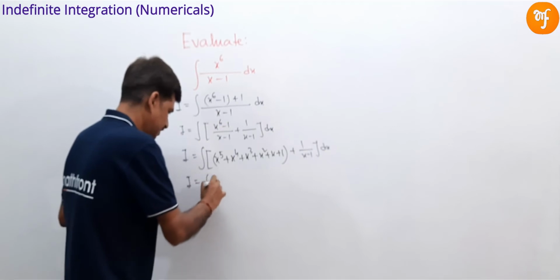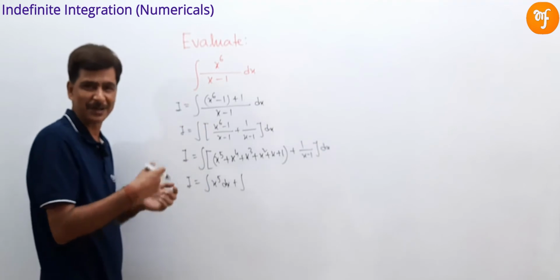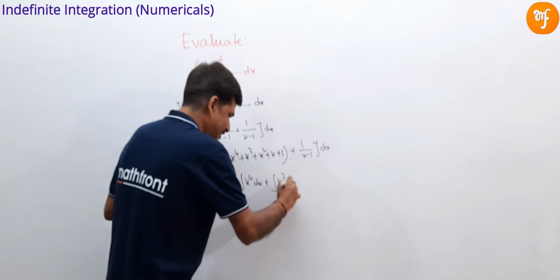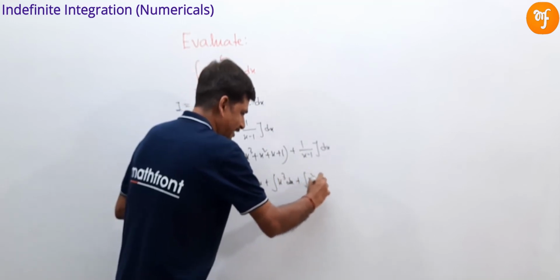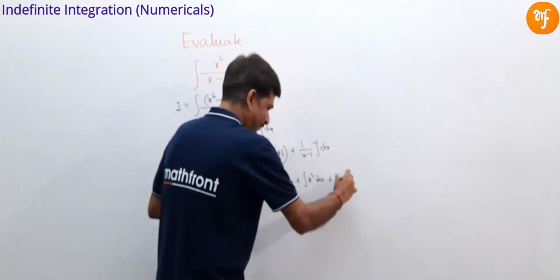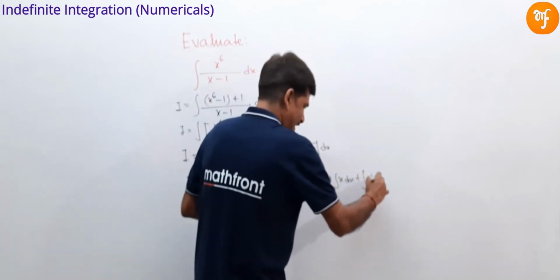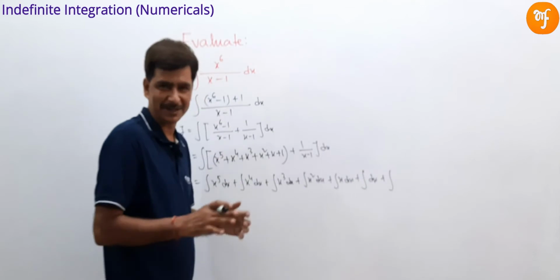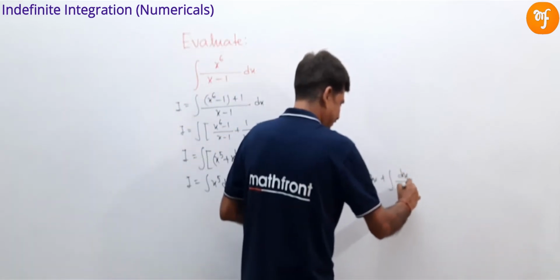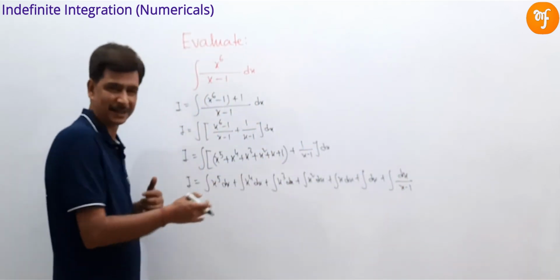First integration is the integration of x to the power 5 dx. The second integration is the integration of x to the power 4 dx. Then the integration of x cube dx. Then the integration of x squared dx. Then the integration of x dx. Then the integration of 1 into dx, that is dx. And the seventh integration is the integration of dx divided by x minus 1. Okay. Now, it is very simple to find the integration.